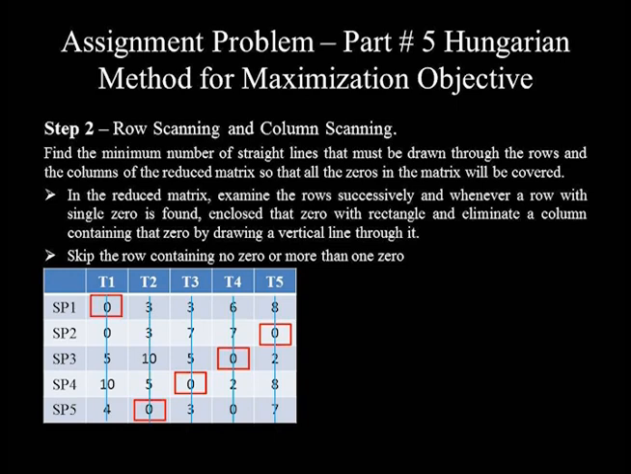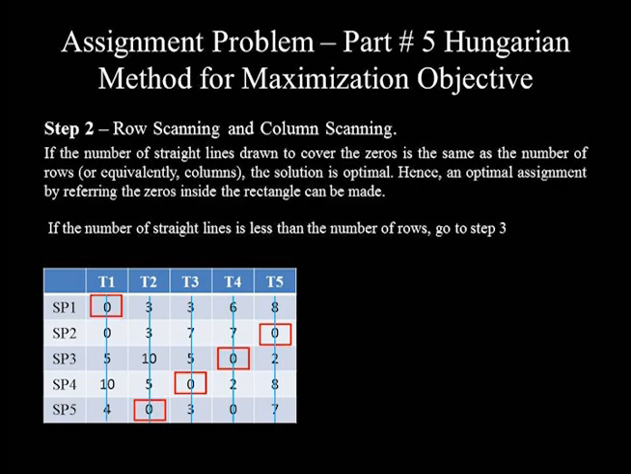This row scanning sub-step helps us cover all the zeros in the matrix by the minimum number of straight lines. So no need to go to the column scanning process. Rather, we can cast forward to the requirement that specifies what should be done next. If the minimum number of straight lines drawn to cover the zeros is the same as the number of rows, or equivalently columns, the solution is optimal. Hence, an optimal assignment by referring to the zeros inside the rectangles can be made. Otherwise, go to step 3.